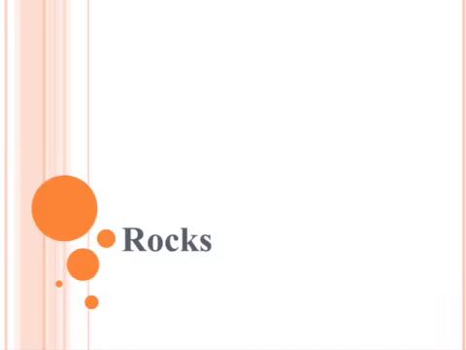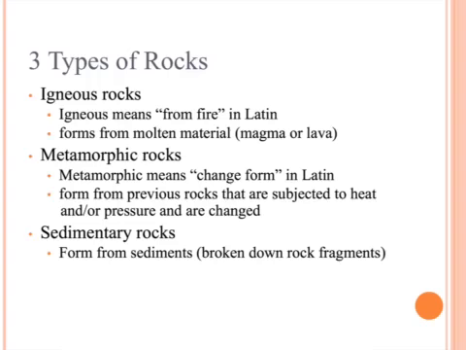Welcome to the first lecture on igneous rocks. Let's look at the three different types of rocks first. Igneous rock is a rock that comes from molten material, either magma or lava. Ig in igneous rock is a root word meaning fire, so these come from magma or lava.